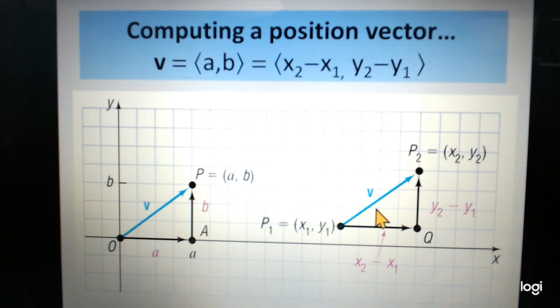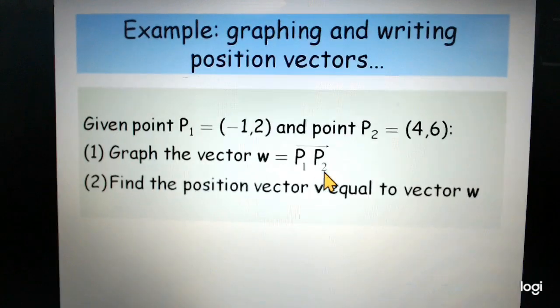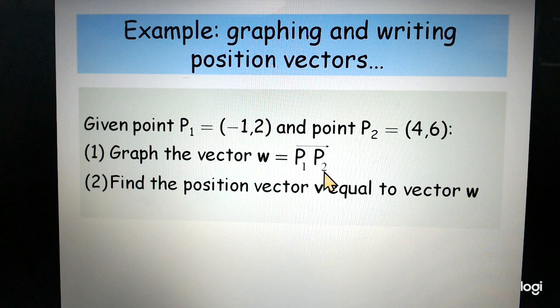For purposes of computation and understanding, what we typically do is take vectors and put them with the tail at the origin. I'm going to call those position vectors. So the formula is simply a change in X and a change in Y. All we do is count, and that's how it's done. Very simple. Let's do an example.